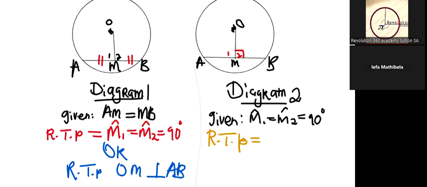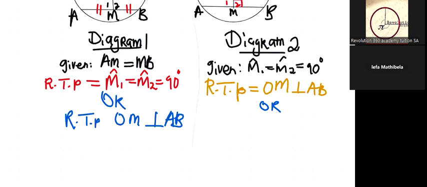You must prove that OM is perpendicular to AB. Or wait a minute, it should be vice versa, because what's given can't be the same as what you must prove. So here everything is correct, it's just that this part I need to fix. They are the other way around.